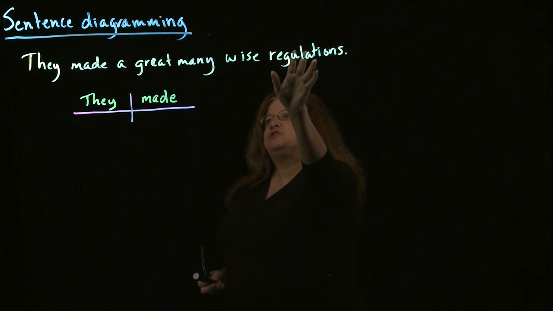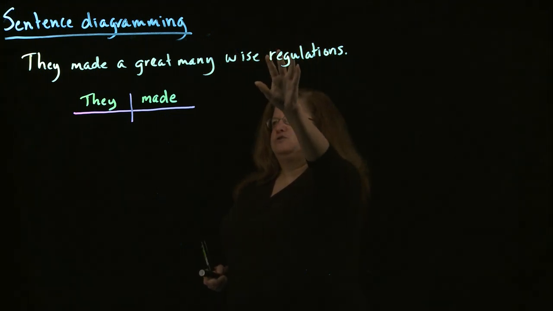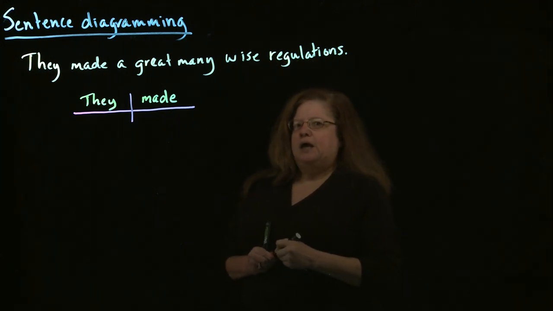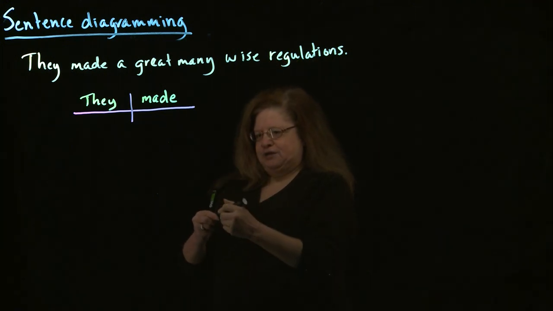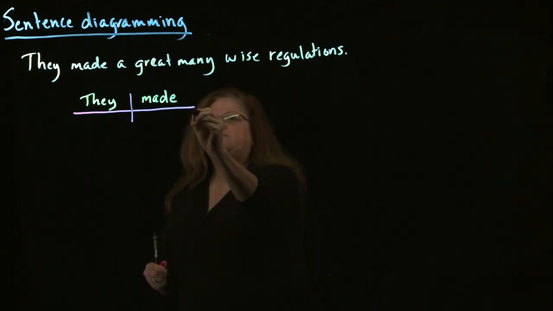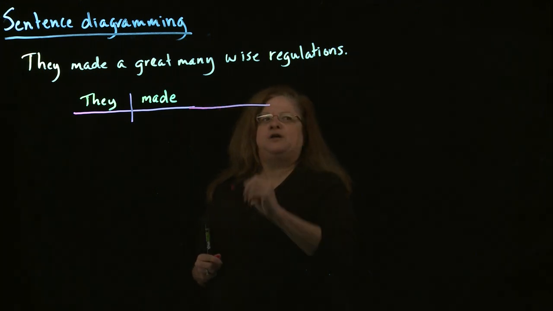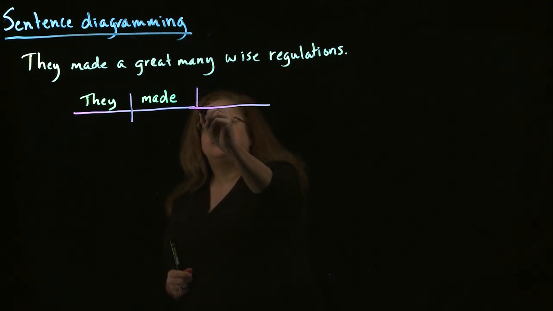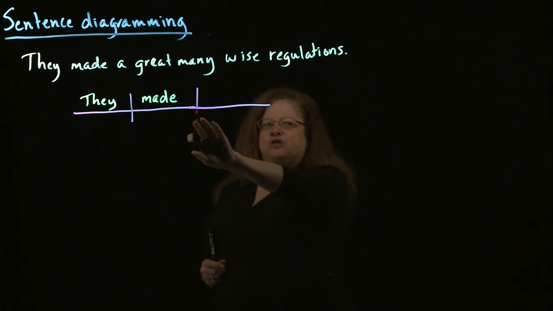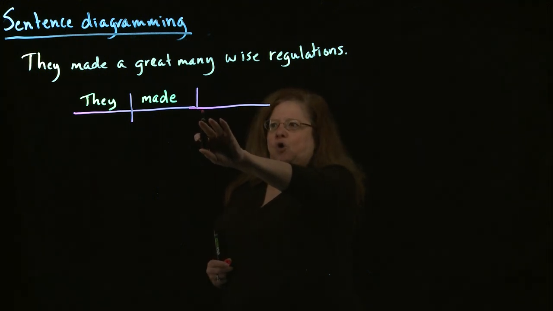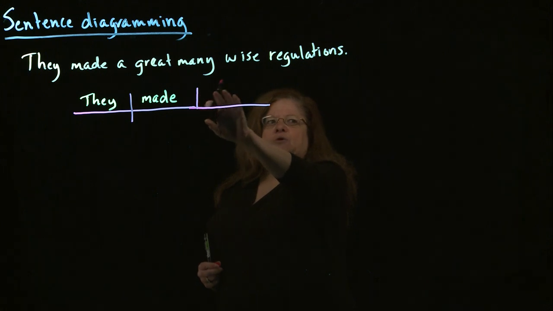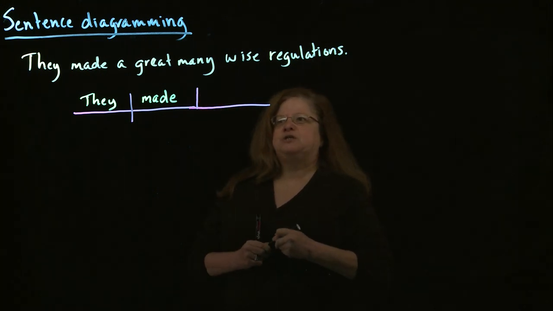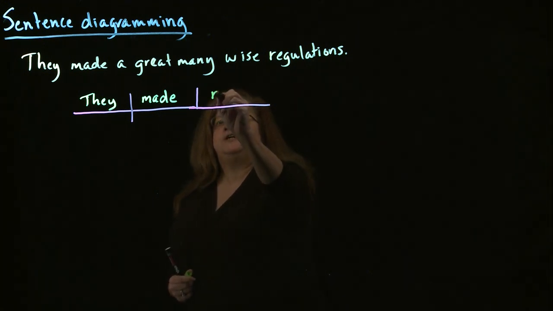These aren't modifiers. These are things that are being done to. The verb is being done to the regulations. And what we have here then is a direct object. And the way we show that, it does go on the main core of the sentence line. You separate it with a vertical line that stops at the horizontal line. It doesn't extend below. So this is how we indicate after the verb we have a direct object, and in this case it's regulations.